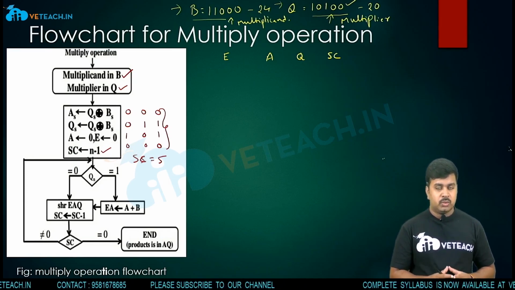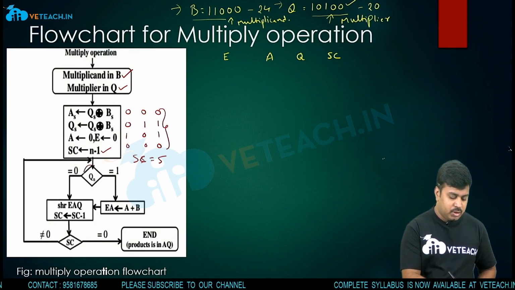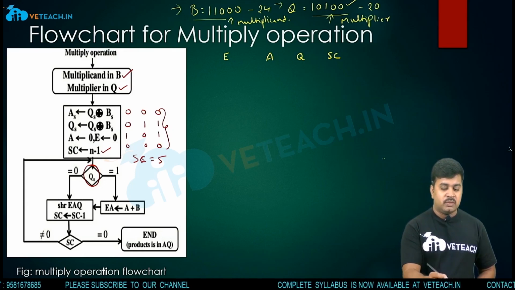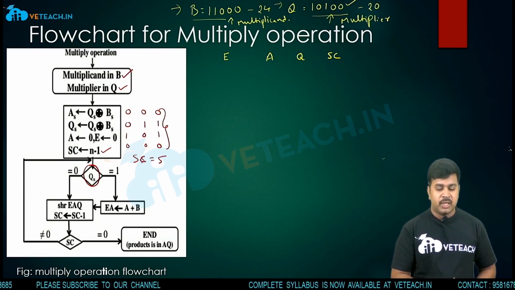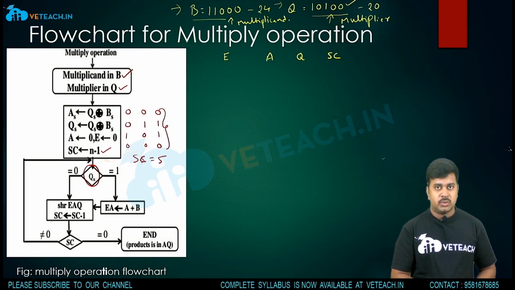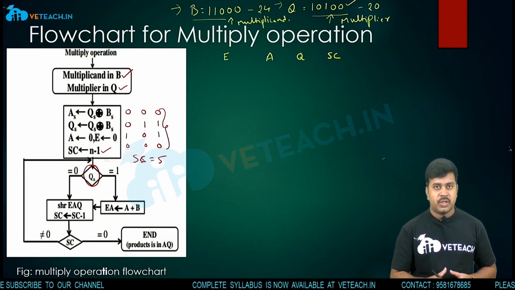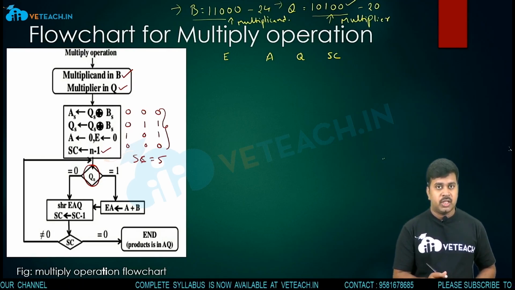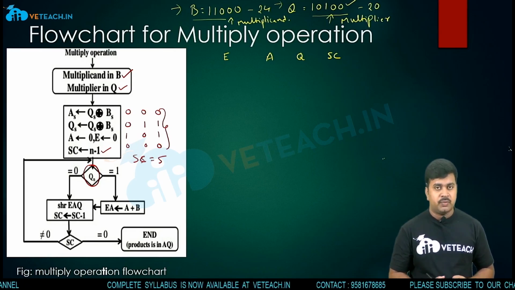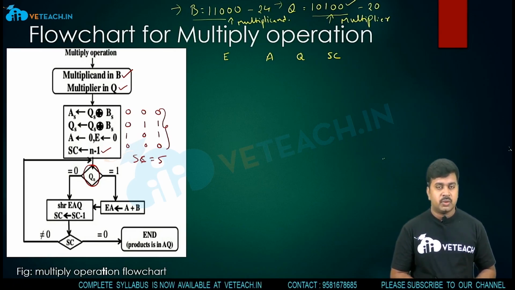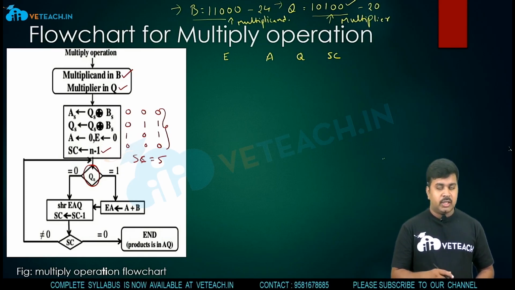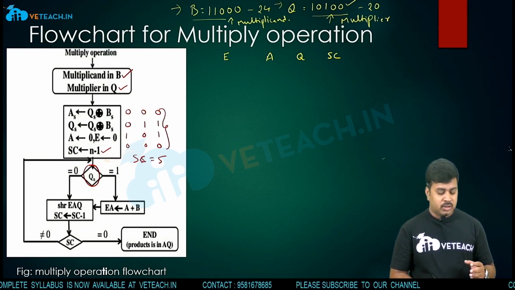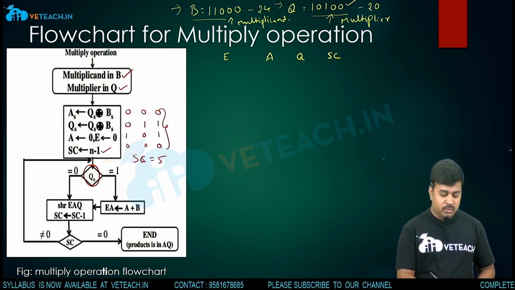Now you have to check the Qn value. Qn, in the example you have taken, the multiplier is 10100, so Qn means the least significant bit of that value. You are going to check that value initially, and if it is 0, you are going to do shift right of EAQ, and then the sequence counter will be decremented. Until the sequence counter becomes 0, you are going to repeat the process.